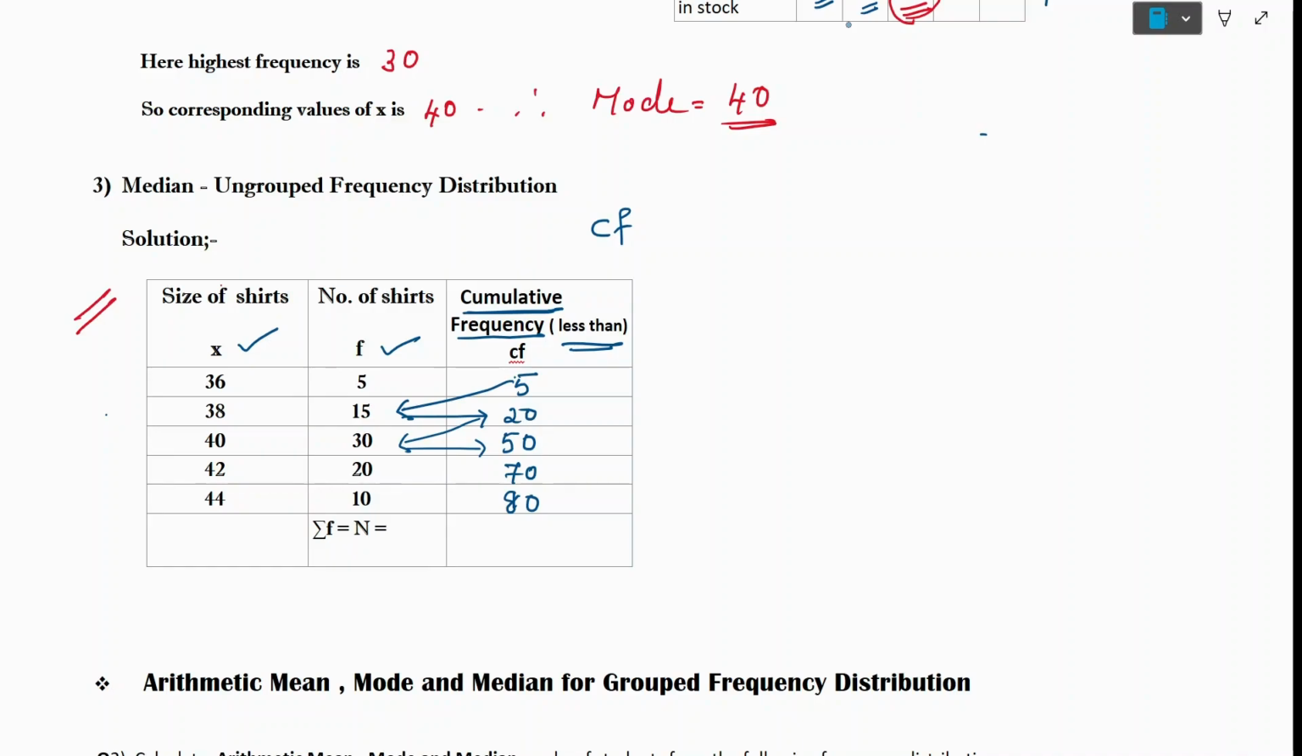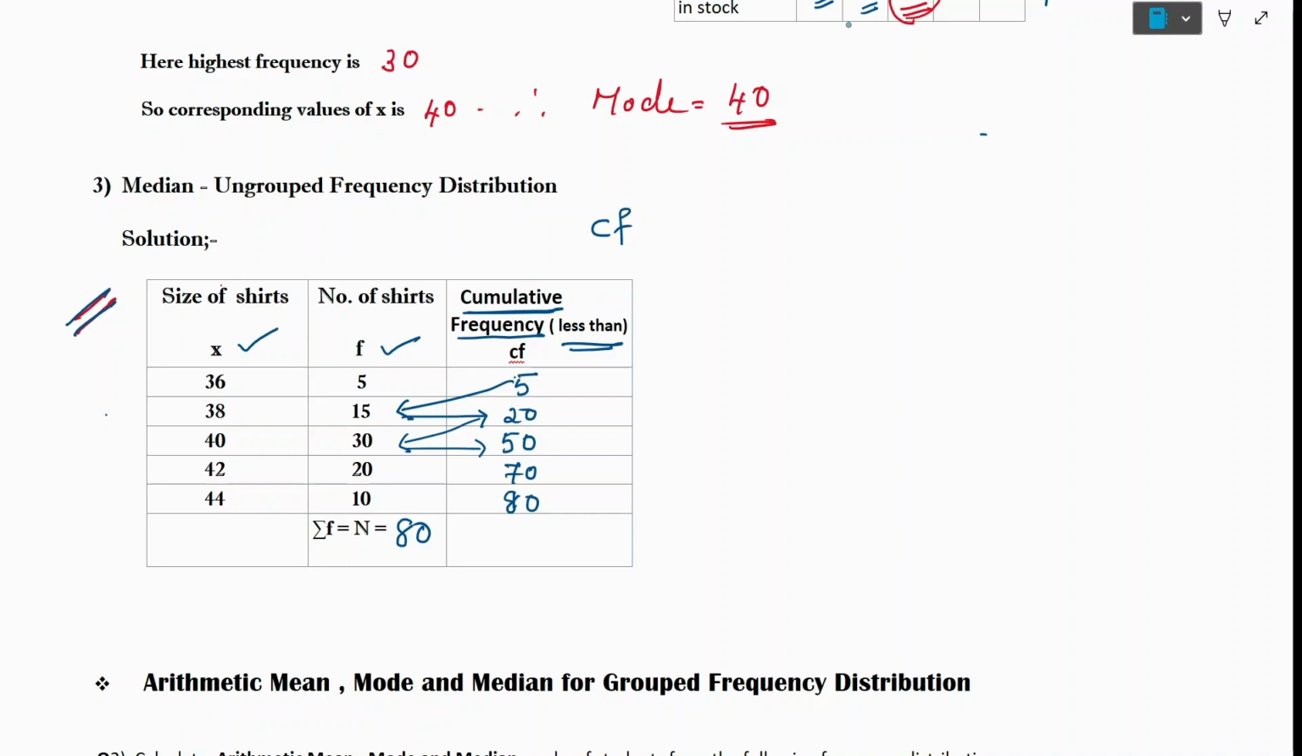Therefore, this is the first step. You create the cumulative frequency table. For that table, there are 3 columns: X, F and cumulative frequency. How do you do cumulative frequency? Start from the minimum frequency first and keep on adding for the next column. You reach up to 80. Now add the total number of shirts: 5 plus 15 plus 30 plus 20 plus 10. Again, your sigma F, that is N, is equal to 80. These two must match, otherwise your addition is wrong. Therefore, your cumulative frequency table is now completed.